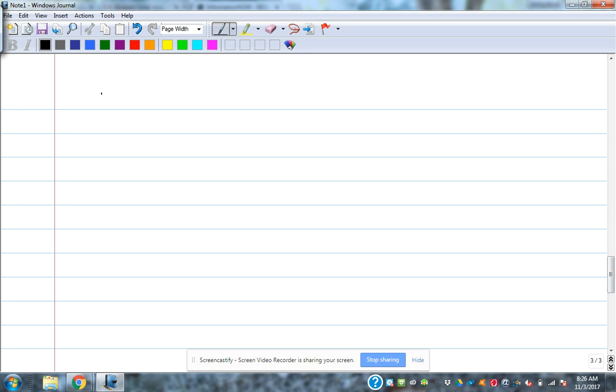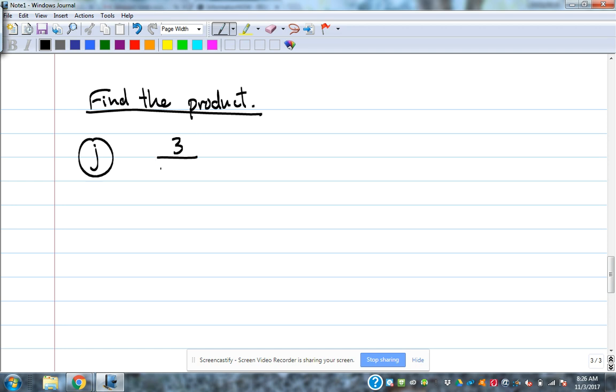All right, so let's talk about find the product. What does that mean? Multiply. So we're doing multiplication, and we're multiplying fractions. Okay. So let's look at an example with just numbers where we're multiplying fractions. So like 3 over 28 times 21 over 18.